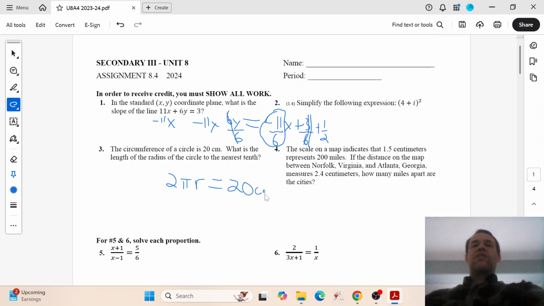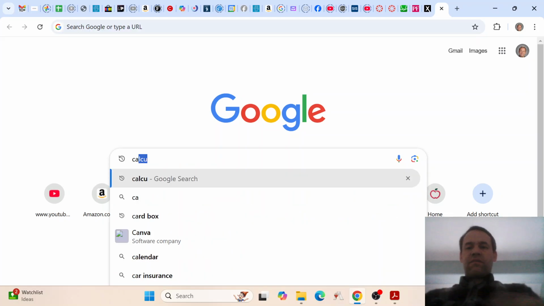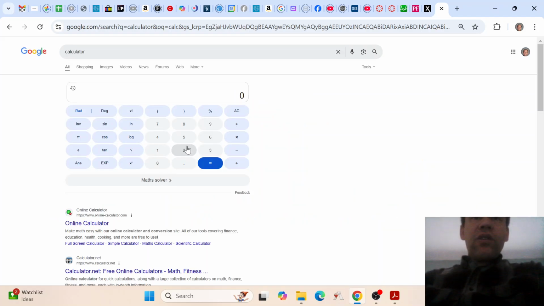And so they're asking what is the length of the radius of the circle to the nearest tenth. So they want you to solve for r by dividing by 2 pi, because you have times 2 pi. If we divide by 2 pi on the other side, that'll give us the radius. So go ahead and plug that into your calculator there. So we have 20 centimeters divided by 2 pi.